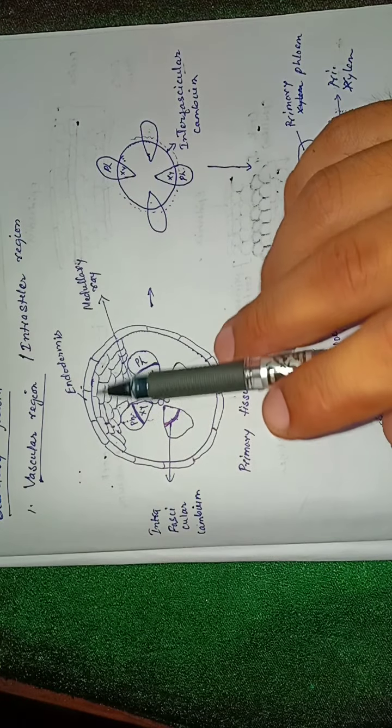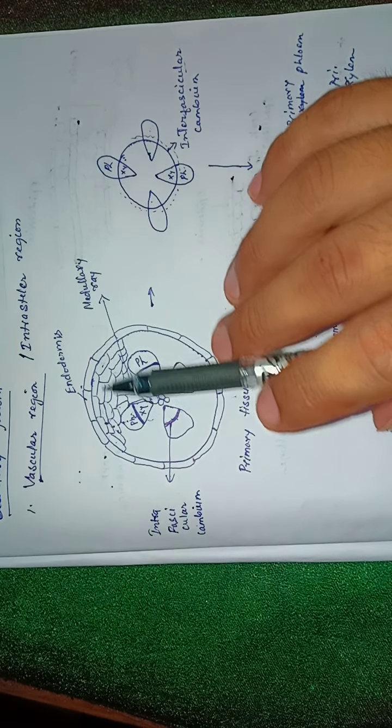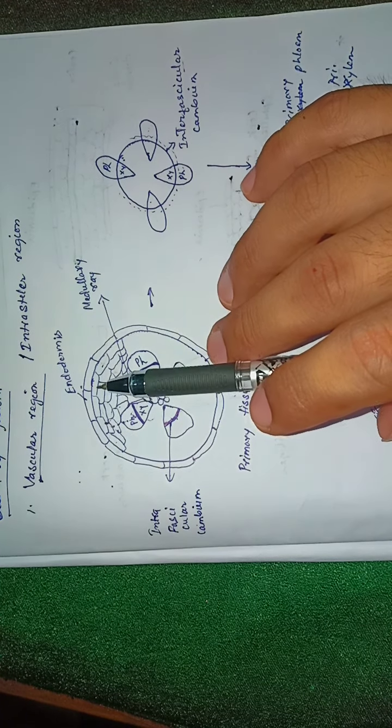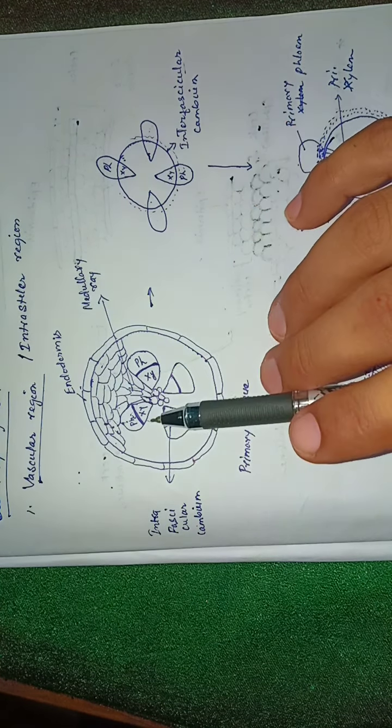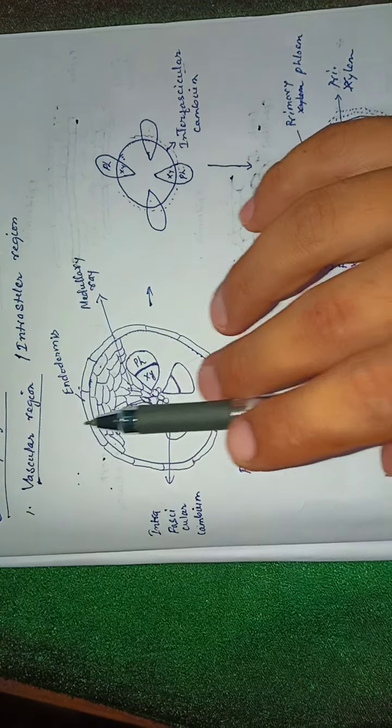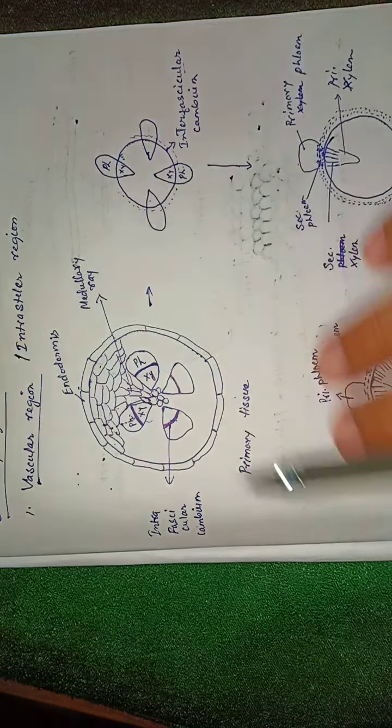Now, the vascular region is found inside the endodermis, and the cells on the inner side of the endodermis form the stele. Therefore, this vascular region is also called the intrastellar region.